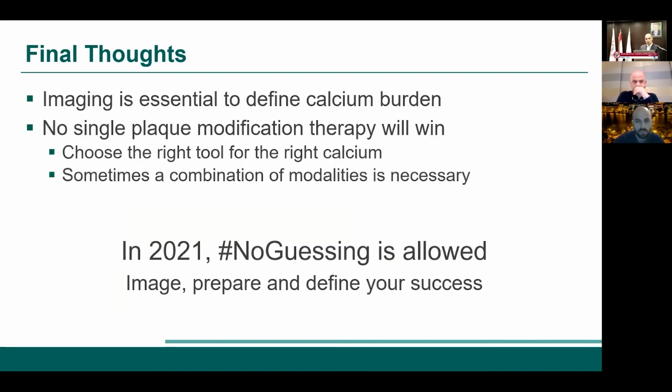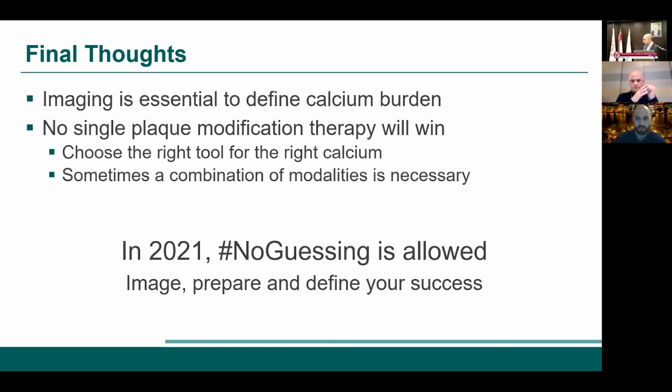So my final thoughts: I think imaging is essential to define the calcium burden. All these, except probably the laser, are available today. I know we're struggling a bit these days, but we're hoping for a better tomorrow. So rotational, orbital, shockwave, OCT, IVUS. Not in every institution, but combined. It's a combined effort to, after all, serve our patients the best.